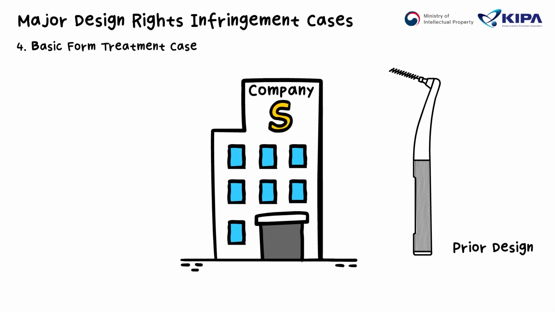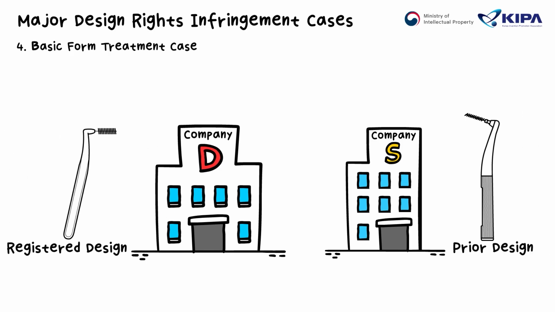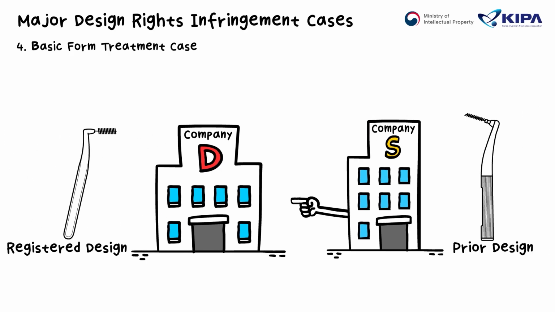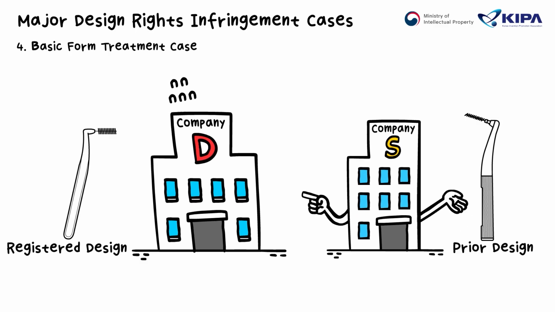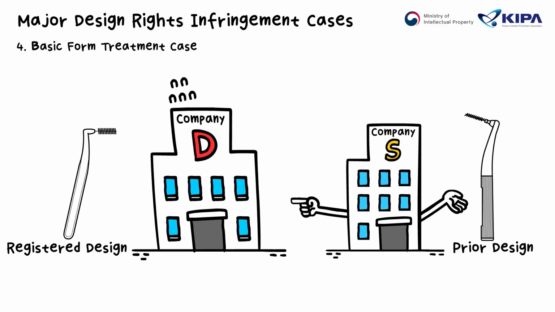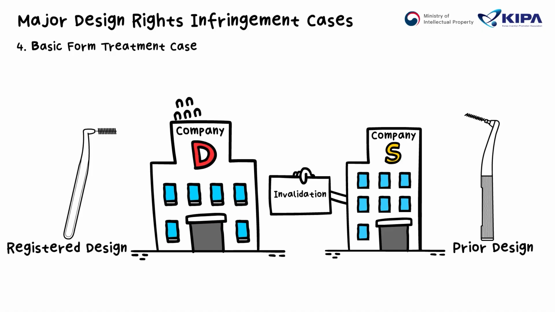Company S was planning to expand its business to Europe and learned about the design registered by Company D during its market research. Company S filed a petition for invalidation, arguing that Company D's registered design for an interdental toothbrush was similar to Company S's prior design and therefore should be declared invalid.